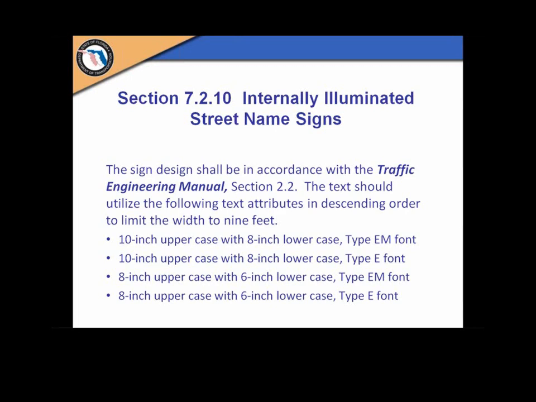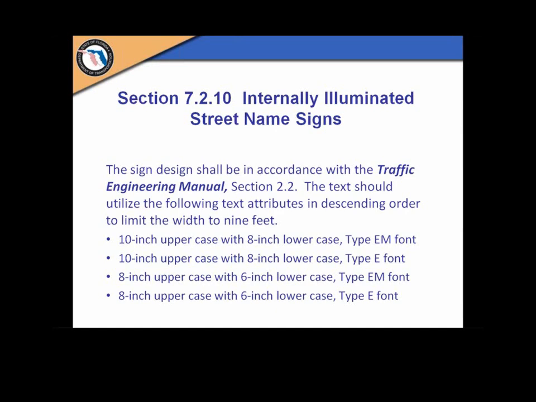So the first thing we're going to do is to limit the width of the internally illuminated street name signs to 9 feet. What was happening before with the traffic engineering manual guidance of 12 and 9, some of these signs were getting way beyond 9 feet, and it created all kinds of problems in construction and the acceptance. So we've given an order here of what the designer should do on internally illuminated street name signs.